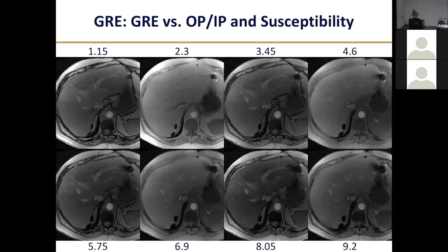Similarly, there's a little bit of susceptibility here from the stomach, and notice that it barely bothers you when you have a TE of 1.15, but let's look at the susceptibility as the TE increases, and notice that by the time we get to a TE of 9.2, now we see quite a bit of artifact. Also, I don't know if you guys can appreciate it, but this patient has another tiny surgical clip right here. You see that little black blob right there? Notice that surgical clip is invisible at TE 1.15. You can't see it at all. So sometimes you want to see surgical clips, sometimes you don't. If you want to see surgical clips, use a long echo time. If you don't want to see surgical clips, use a short echo time.